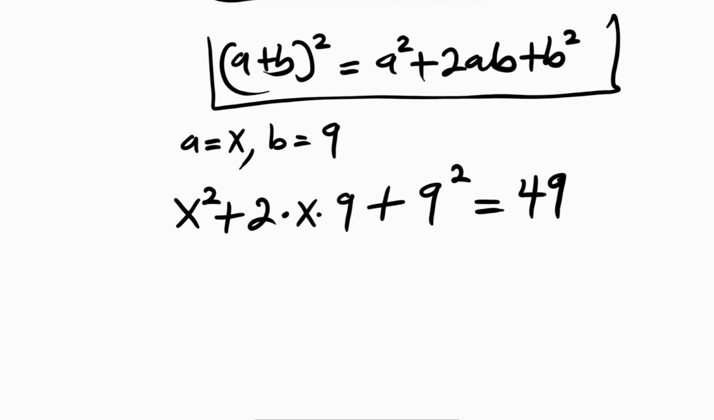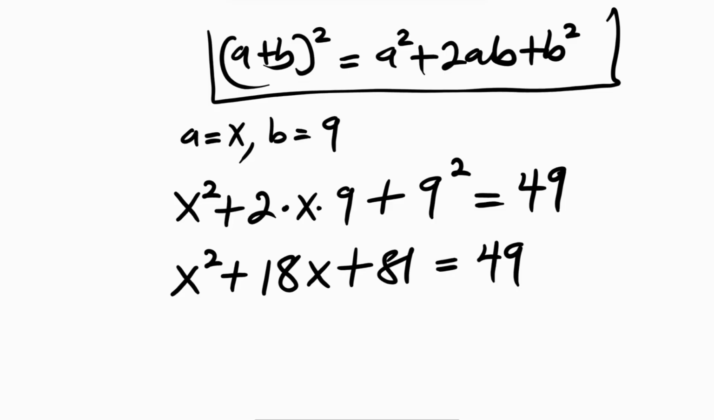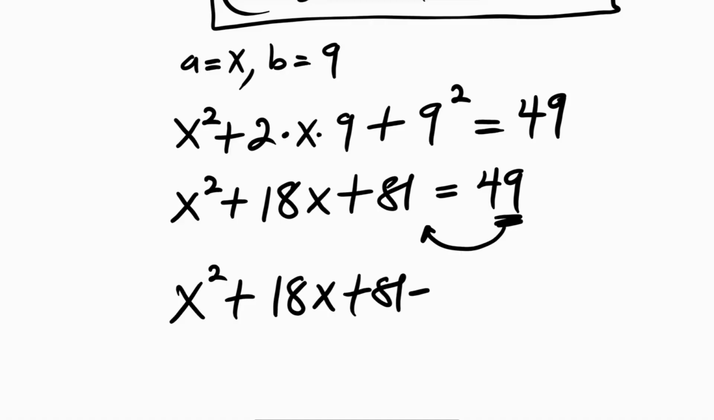Right. So now we have x² + 2 times x times 9, which will give us 18x, plus 9², which is 81, equals 49. So now what do we do? We can move 49 over to the left-hand side from the right-hand side, or we can just subtract 49 from both sides. Okay, so now this becomes x² + 18x + 81 minus 49.